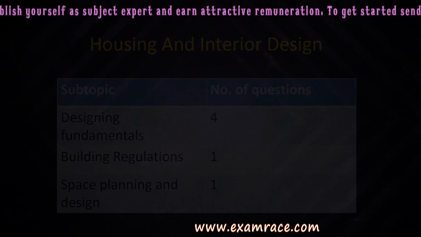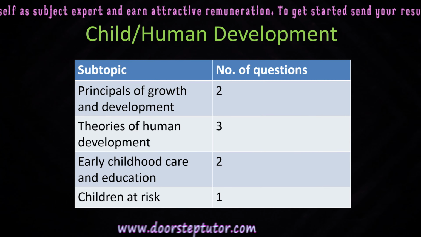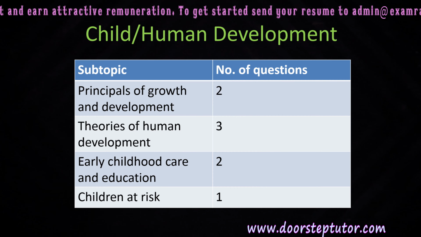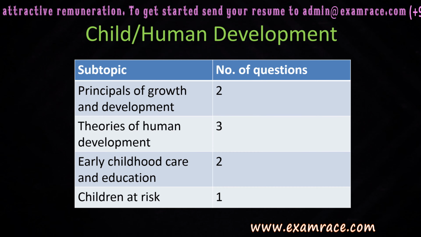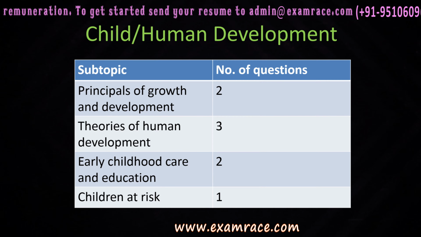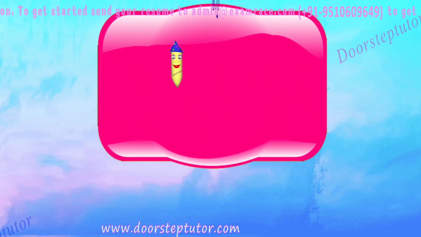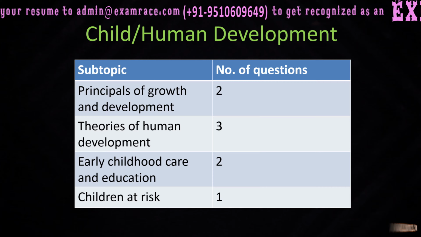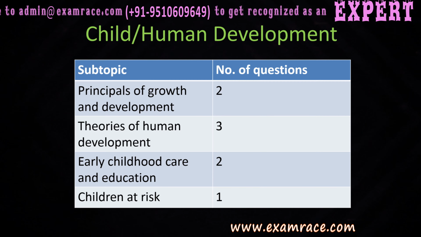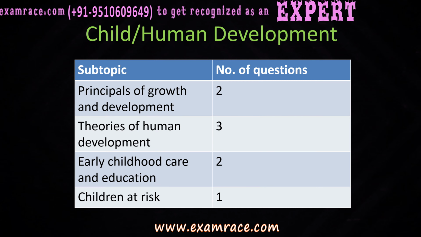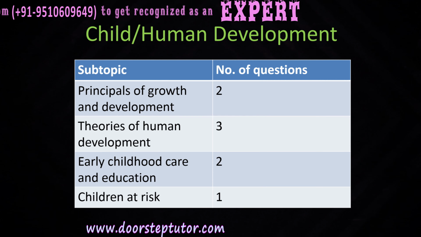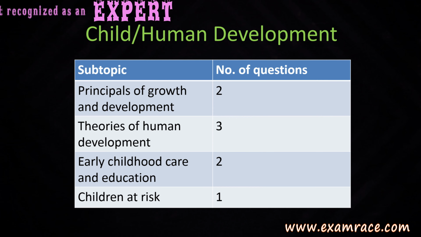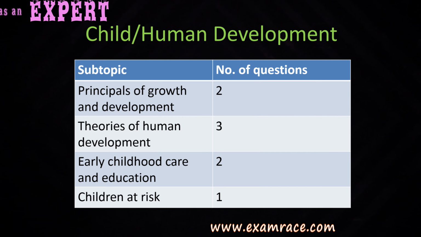The next topic is child and human development. 2 questions were there from the principles of growth and development. So here newborn reflexes become very important. 3 questions were there related to the theories of human development. 2 questions were there from early childhood care and education, and these questions were quite applicative and easy to answer. And there's one question related to children at risk, like the Juvenile Justice Act.